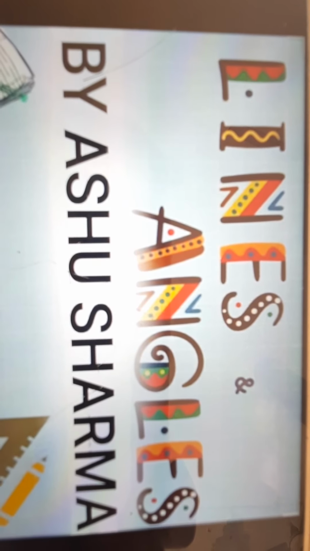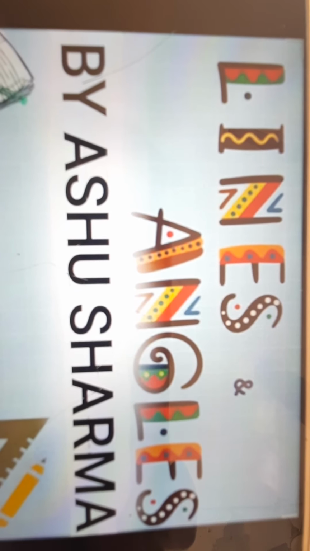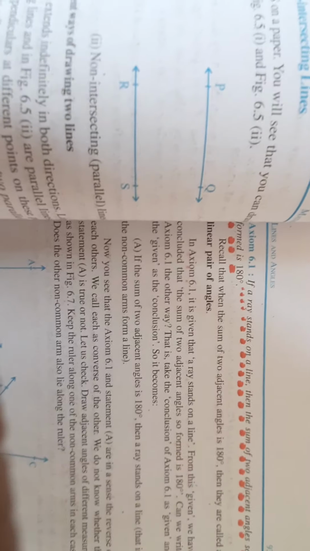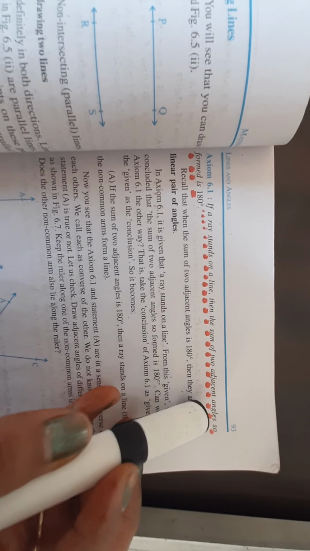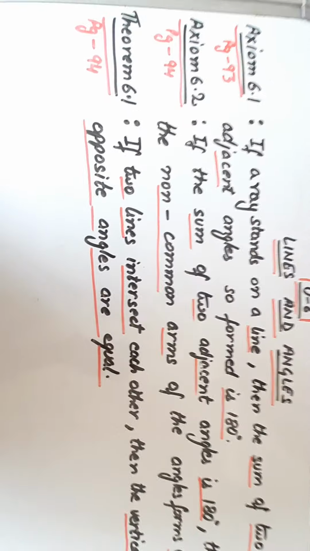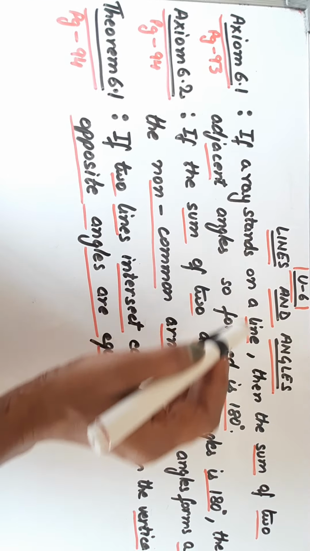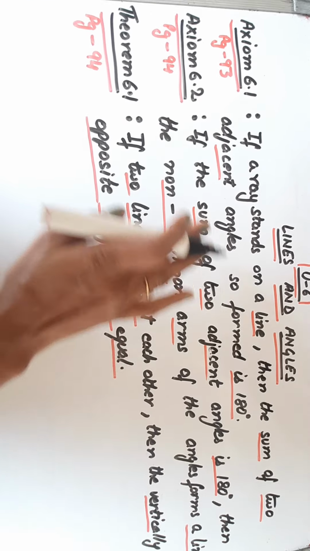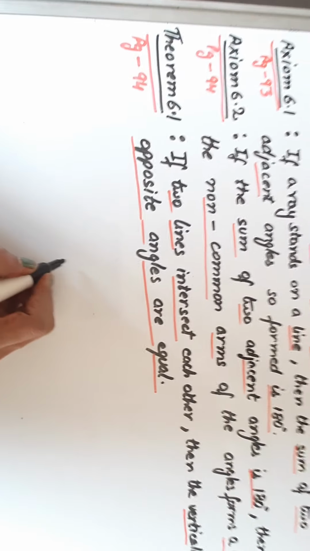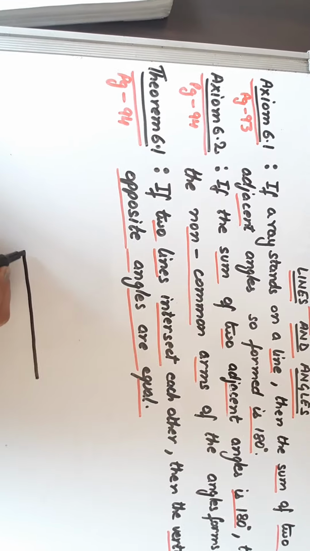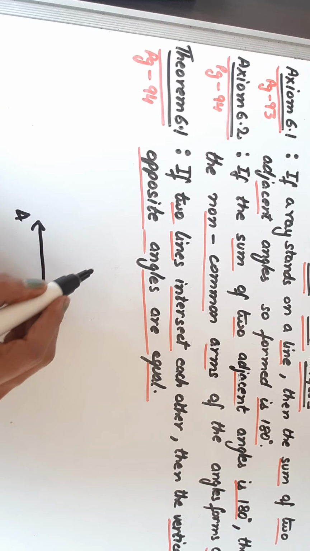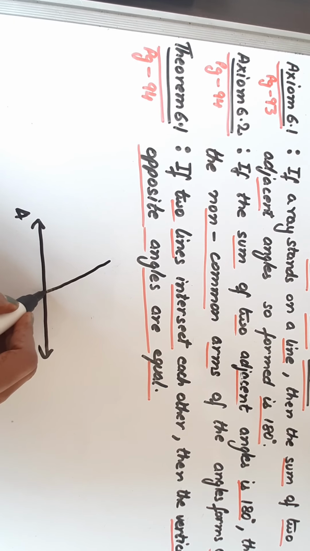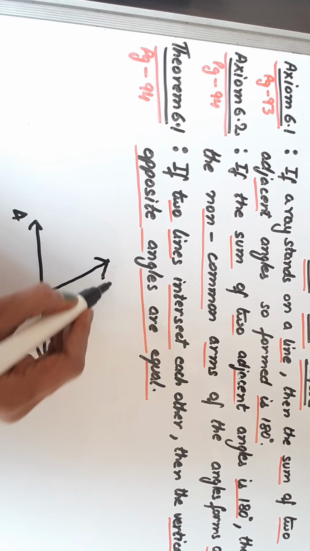So let's start with axiom 6.1, which is given to you on page number 93. Here is the axiom 6.1. If a ray stands on a line, then the sum of two adjacent angles so formed is 180 degrees. If a ray stands on a line, let me draw a line for you. Let this be a line AB. A ray stands on a line. Let me draw a ray which has one endpoint and the other is indefinite.